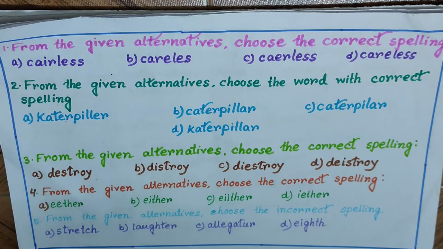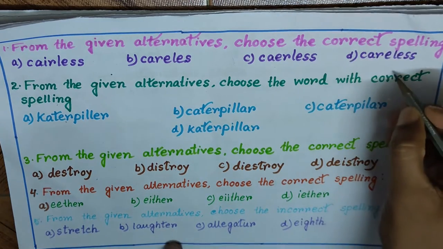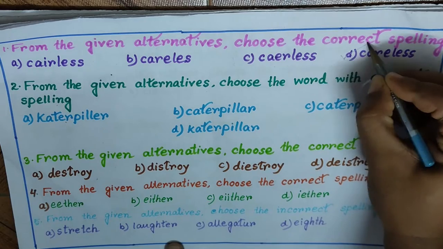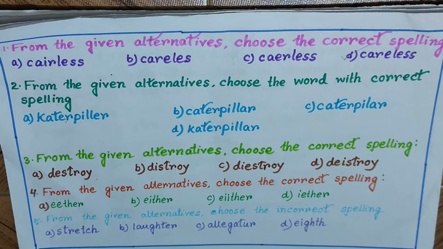So first question: from the given alternatives, choose the correct spelling. A. Careless. Every spelling is for careless, but the spellings are wrong. One of the spellings is right, which you can see is D. C-A-R-E-L-E-S-S is the right answer. So in this way, in all of these questions where we want to find the correct spelling, one of the spellings is right and the other three are wrong out of the four options. So let us quickly see the next one also.